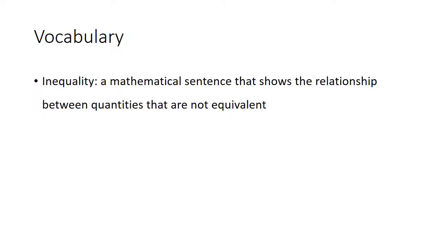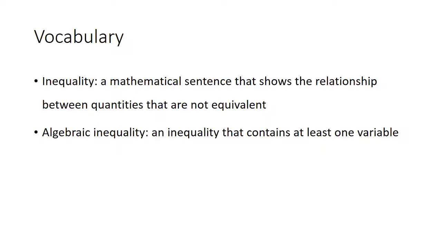You need to know that an inequality is a mathematical sentence that shows a relationship between quantities that aren't equivalent. Basically, it is the mathematical sentence, but rather than saying they're equal, now we're talking about greater than and less than. That's what an inequality is. An algebraic inequality is that mathematical sentence where you have a variable in it. So if you say 3x plus 5 is greater than 1, then that's an algebraic inequality.